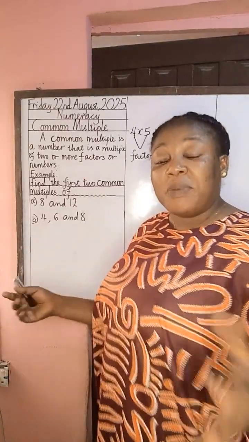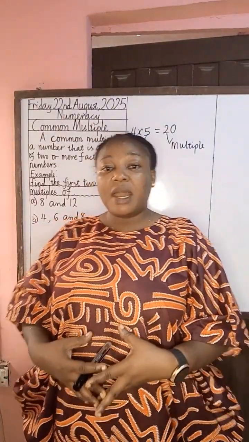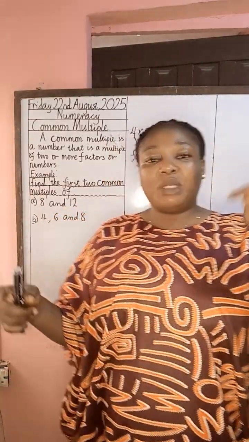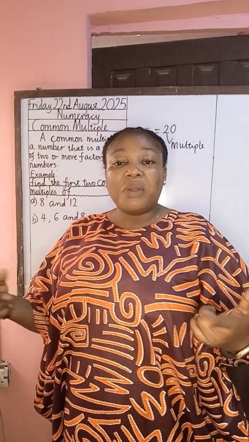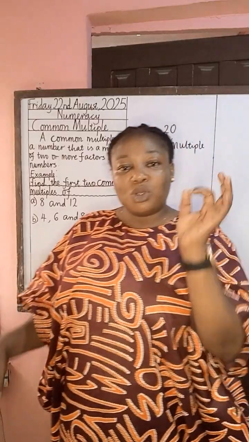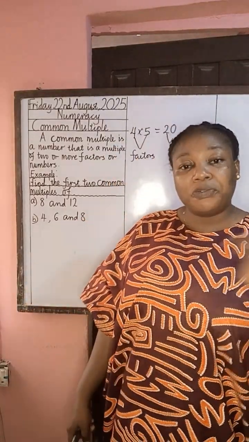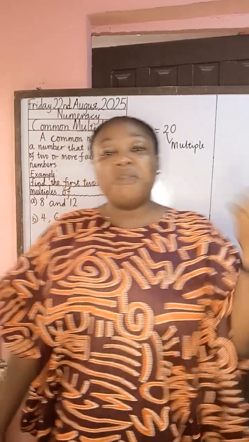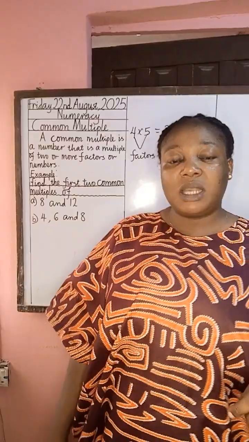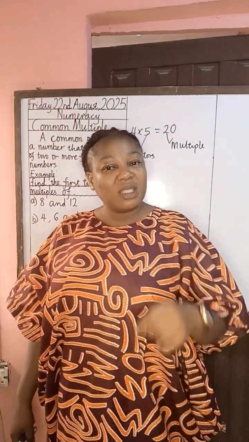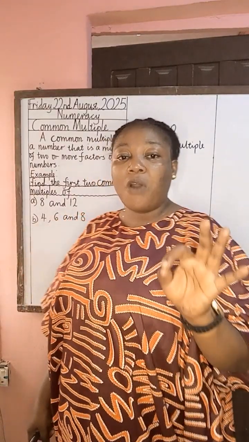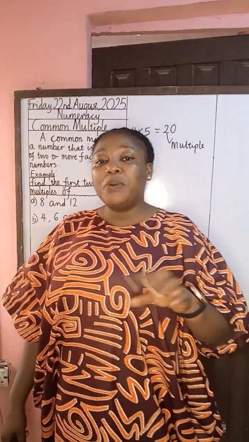It is even possible for us to multiply up to 3 factors together and we still have a multiple. Like we can multiply 2 times 4, then times 5. We are going to have 40, which means 2 is a factor of 40, 4 is also a factor of 40, and 8 is also a factor of 40. Why? 40 is a multiple of 2, 40 is a multiple of 4, and 40 is a multiple of 8.